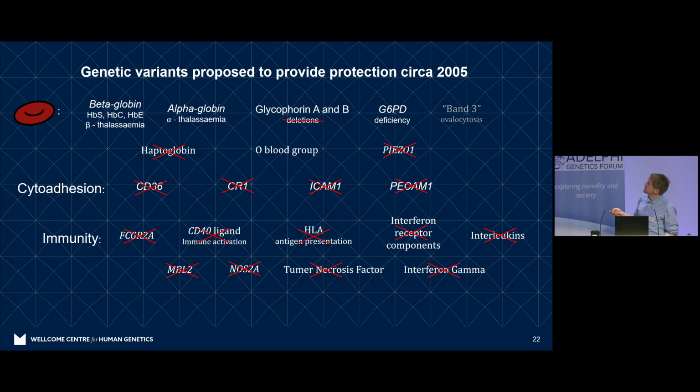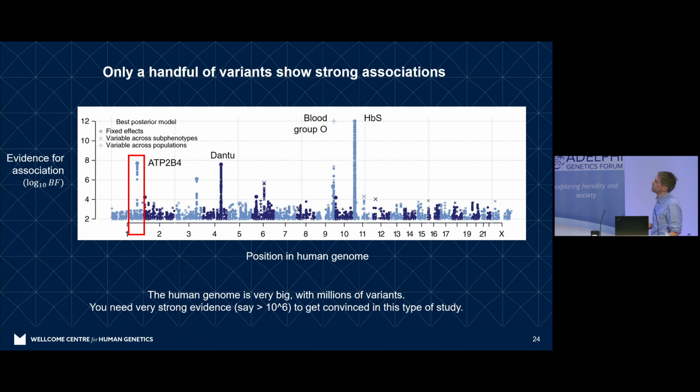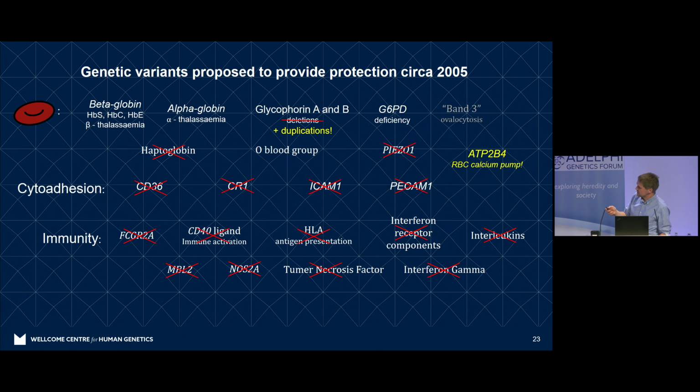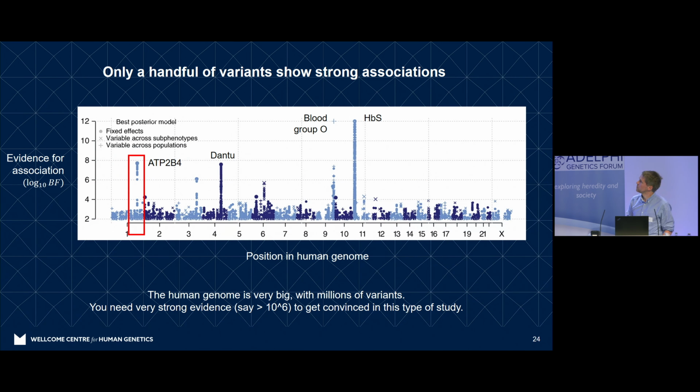What did come out of these GWAS studies, however, was new variants up at the top of the list. I just want to show you a couple of those really quickly. Two new variants essentially have been discovered by these GWAS studies. One of them turned out to be not these deletions of glycophorin A and B, but duplications. I'll show you that in a moment. And then another one was this ATP2B4 calcium pump. So let me show you that one first. It's on chromosome 1.